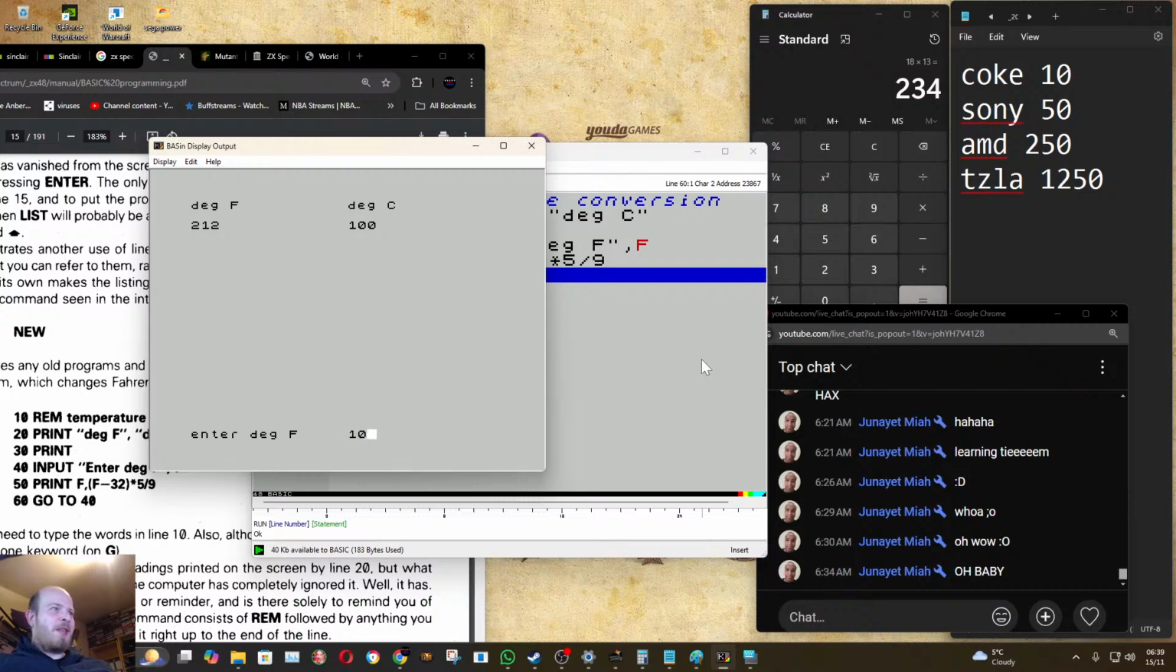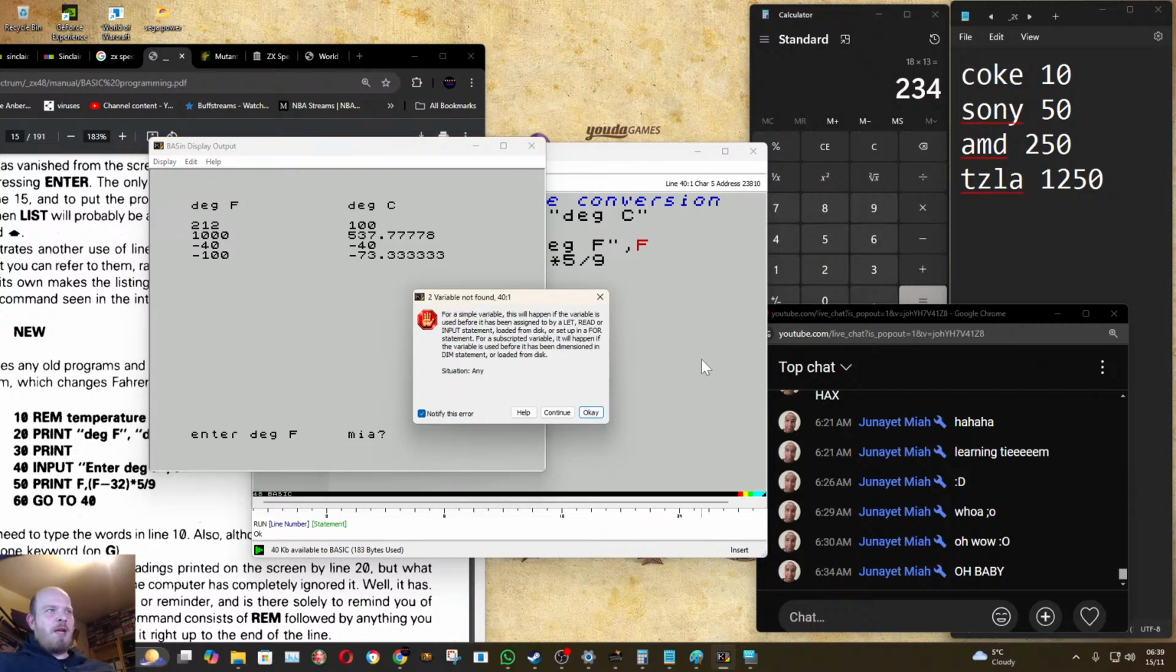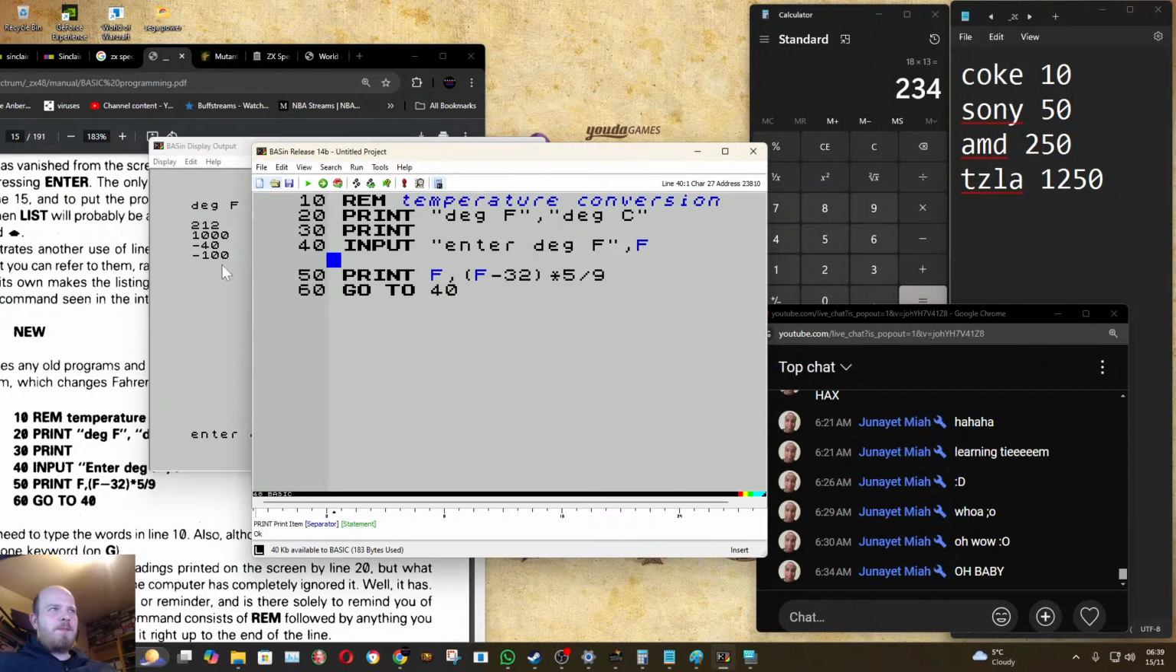So if we was 1,000 degrees Fahrenheit, it would be 537 Celsius. Or if we was negative 40 Fahrenheit, it would be negative 40 Celsius. That's correct. What about negative 100? It's only minus 173. Okay. If I put Mia, it won't like it. It'll crash it. It's asking for a number. Do you understand, right?